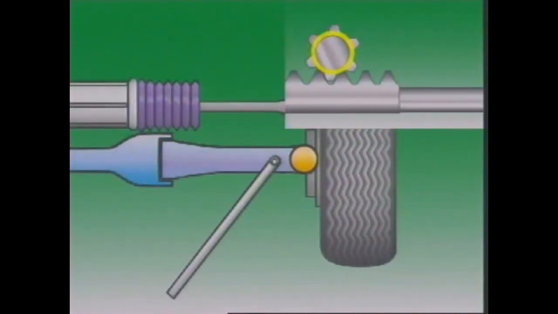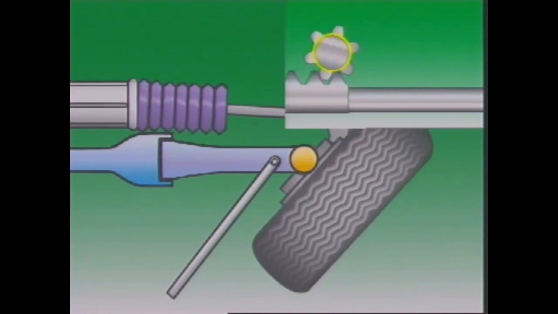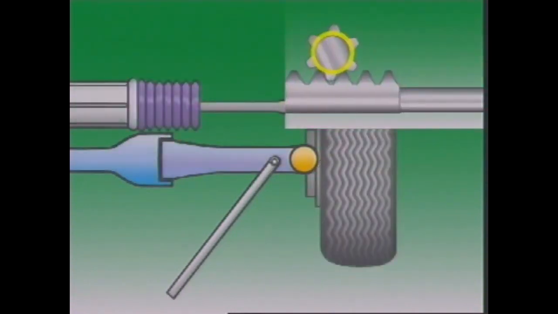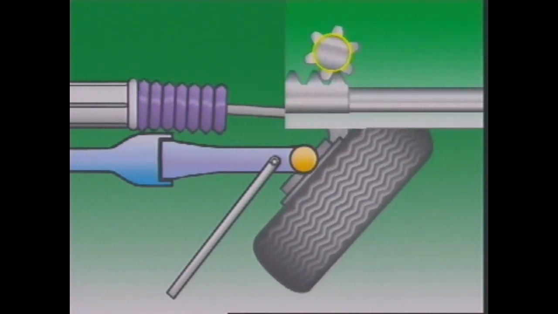This change in tooth contact changes the effective diameter of the pinion. Then, for the same amount of steering wheel rotation, the rack moves a shorter distance near the ends of the rack than near the centre. Effort needed to turn the wheel stays approximately the same through the whole range of movement.